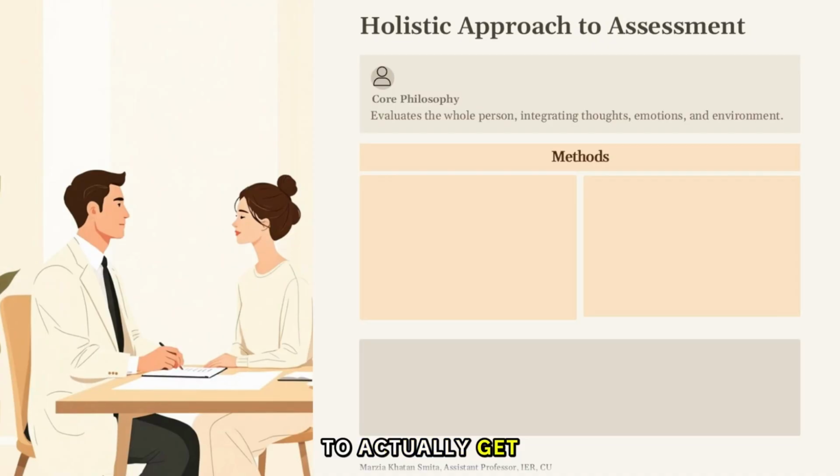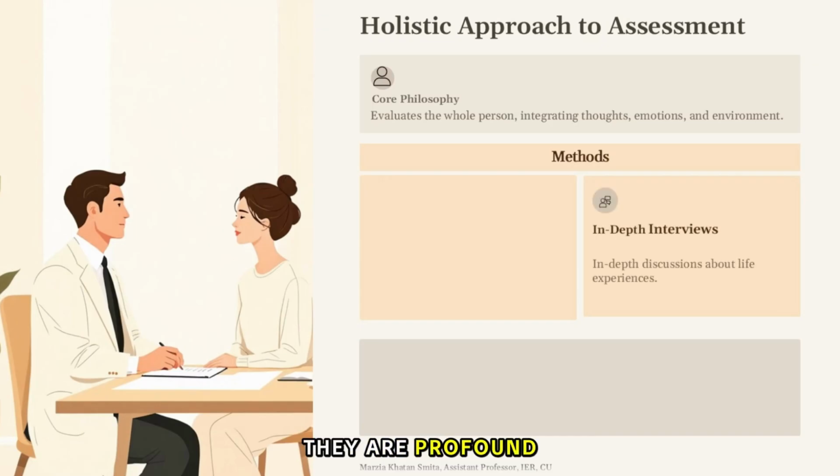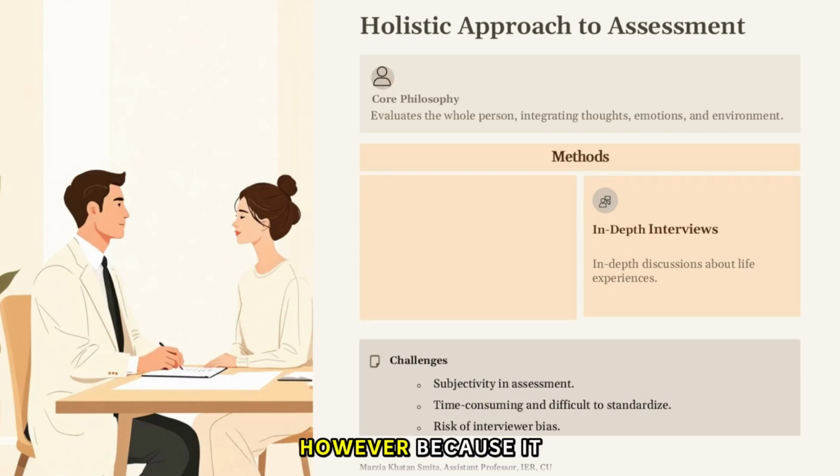To actually get this wide-angle view, psychologists lean heavily on in-depth interviews. These aren't just casual chats. They are profound, detailed discussions about a person's life experiences. It lets the evaluator hear the person's unique story in their very own words. However, because it is a fluid conversation, it does carry a very real risk of interviewer bias. That's where the evaluator's own background, or frankly, even just their mood that day, might unintentionally color how they interpret your story.